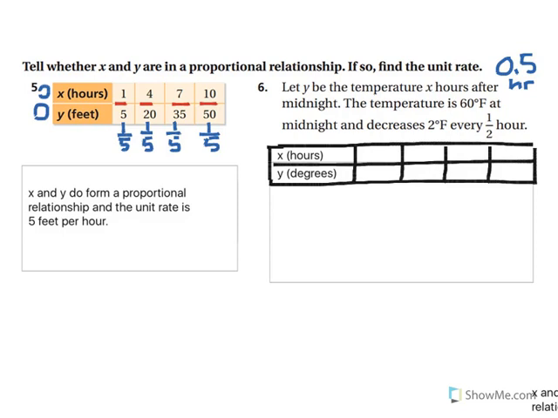So I could jump right ahead and say at 0 hours, what is the temperature? After 0 hours has passed, what's the temperature? Well, we know we start at 60, so it's 60 degrees. After 0.5 hours, the temperature decreases 2 degrees, so it's now 58. At another half hour, now we're at 1.0. At 1.0 hours, it went down 2 more degrees, so now it's 56. And at 1.5, we go down 2 more degrees, and it is 54.